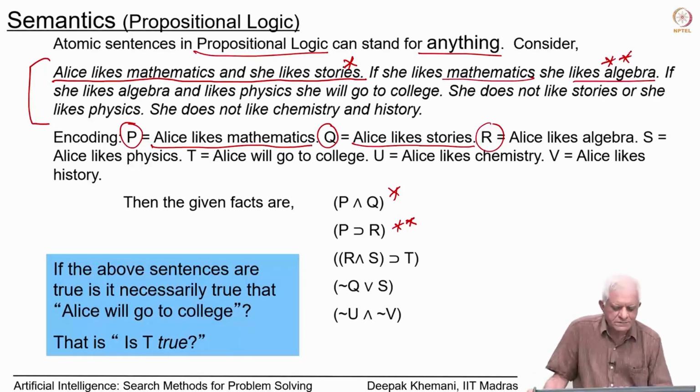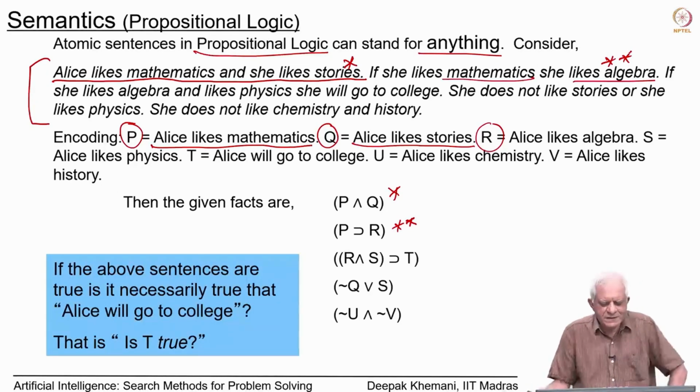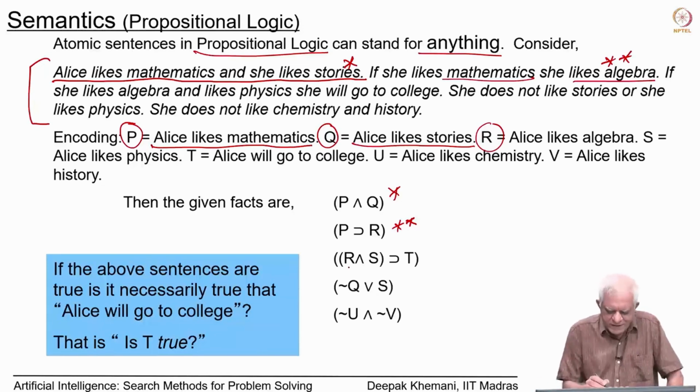Then the third statement says that if she likes algebra and likes physics, then she will go to college. So, as you can guess, likes algebra stands for R, and S, which is there somewhere here, you can see, stands for likes physics. So, if both these are true, then T stands for Alice will go to college. And then there are two more statements.